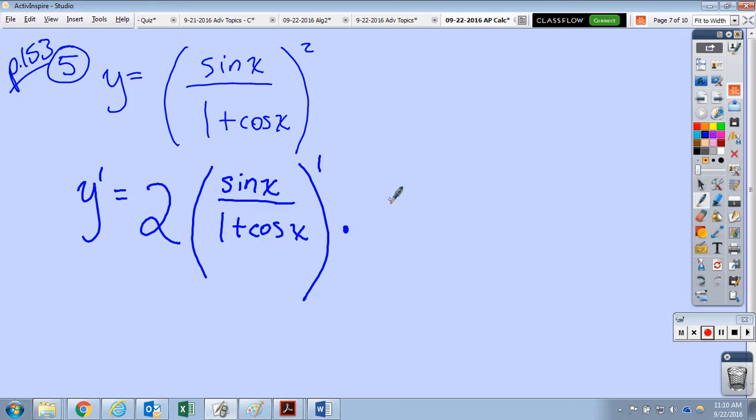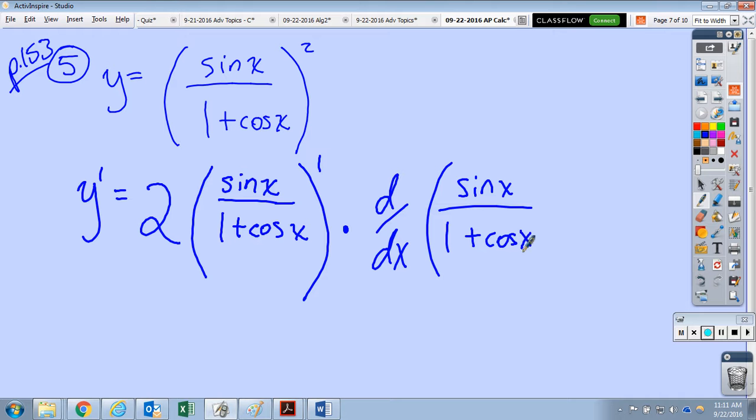So for right now, times the derivative with respect to x of sine of x over 1 plus sine of x. The big thing with this chain rule is outside in, so 2 to the front, drop it down, then the derivative of the inside. So then just focus on that. The derivative of the inside is going to end up being quotient rule. The bottom and the top, which is cosine, right? So sine x.